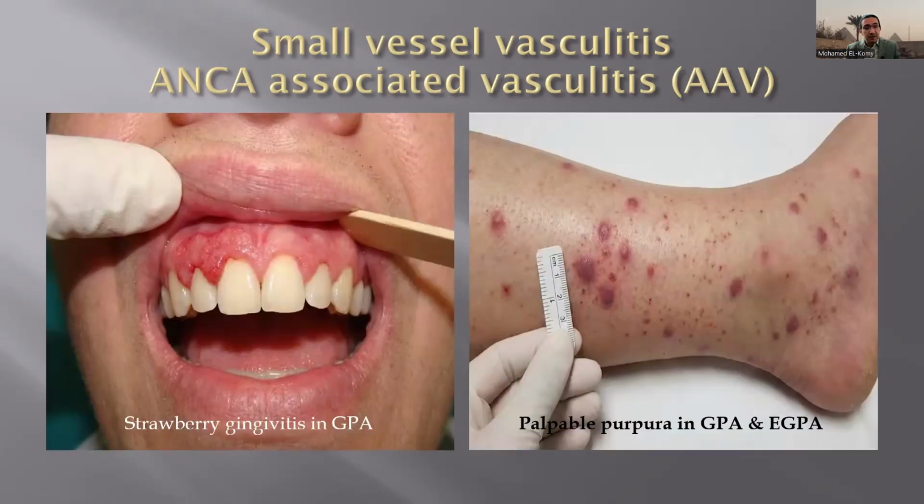As you can see here, this is what is known as strawberry gingivitis, which is an important finding in GPA, and the palpable purpura that we see in both GPA and eGPA.